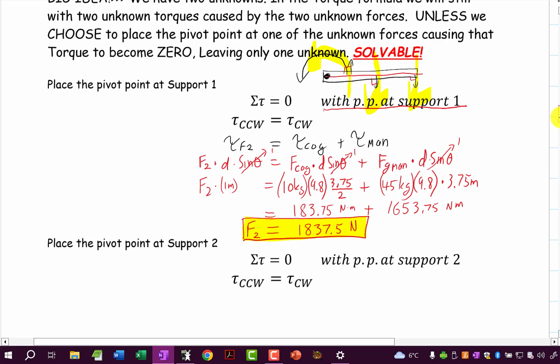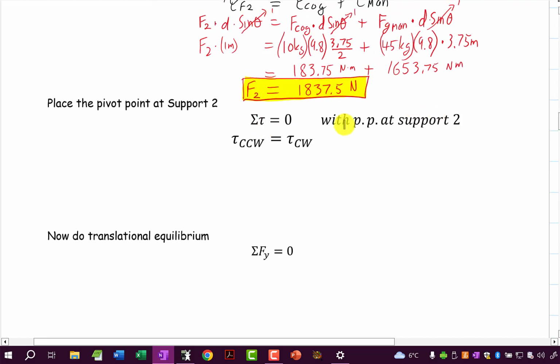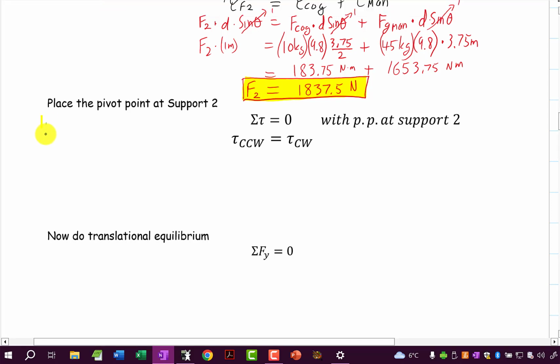Okay, we'll do it again, but now we're putting the pivot point at point number 2. So I'll do a sketch of the drawing of the diving board here. We have F2 up, force the center of gravity, and the force of the man, force of gravity of the man. And we have F1 down.